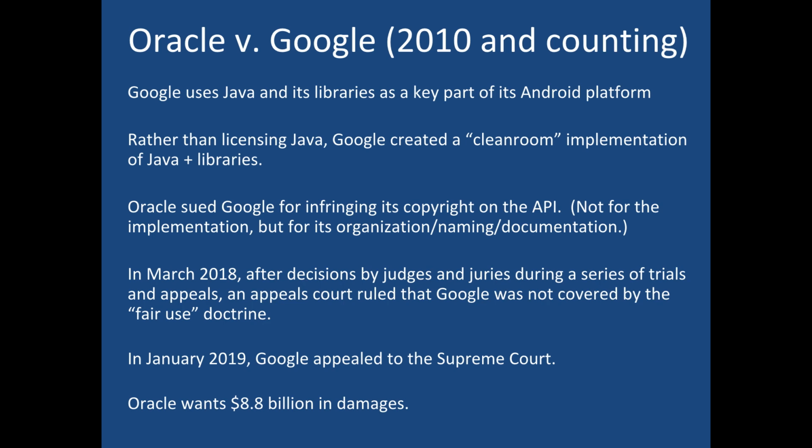And that's gone back and forth. Typically what's happened is the juries have been finding for Google, and the judges have been vacating those findings and sort of overruling the juries. I'm not exactly sure how that works. Currently, Google's in the process of appealing to the Supreme Court. That was in January that Google finally appealed, and Oracle's after $8.8 billion in damages for that. So copyright issues come up all the time in software engineering.